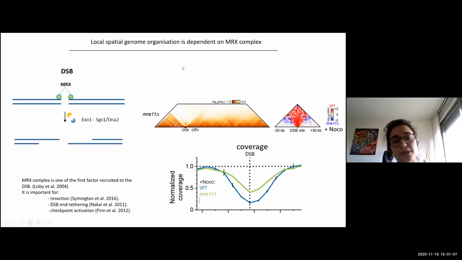First, we tested if the MRX complex was involved in the structuration, because the MRX complex is involved in resection, and it is also involved in the tethering of both double-strand break ends. In absence of Mre11, being part of this complex, resection is impaired, and most of the signal at the break has disappeared, which shows that the local organization of the break is dependent on the MRX complex.